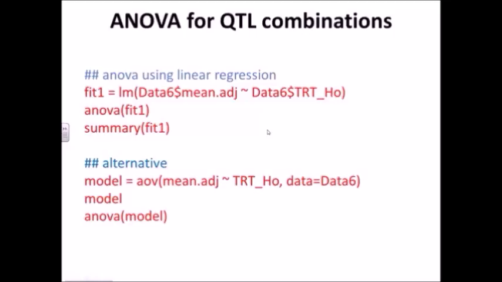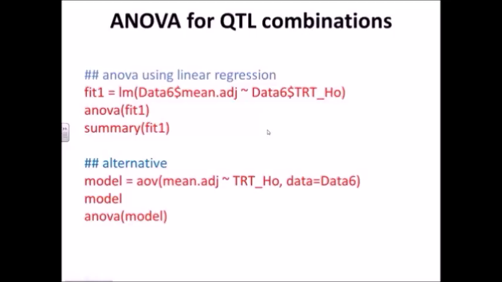And there's really two ways of doing that. I can use the linear model function, or I can use the AOV function, and I can compare them. Because it's a balanced data set with no missing data, they give me the same result. The advantage of using AOV is that I can now use this to do some mean comparisons if I want.